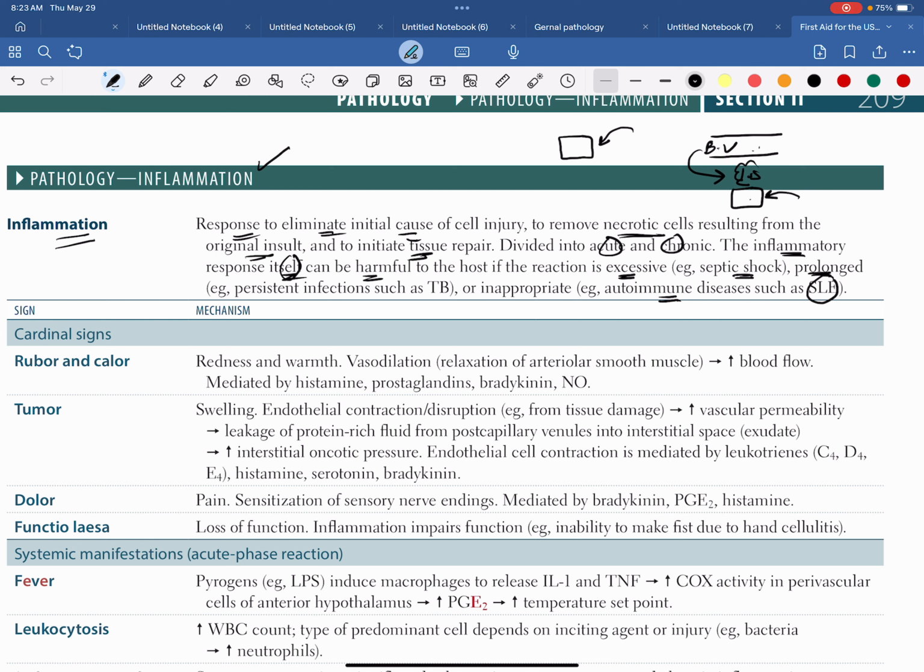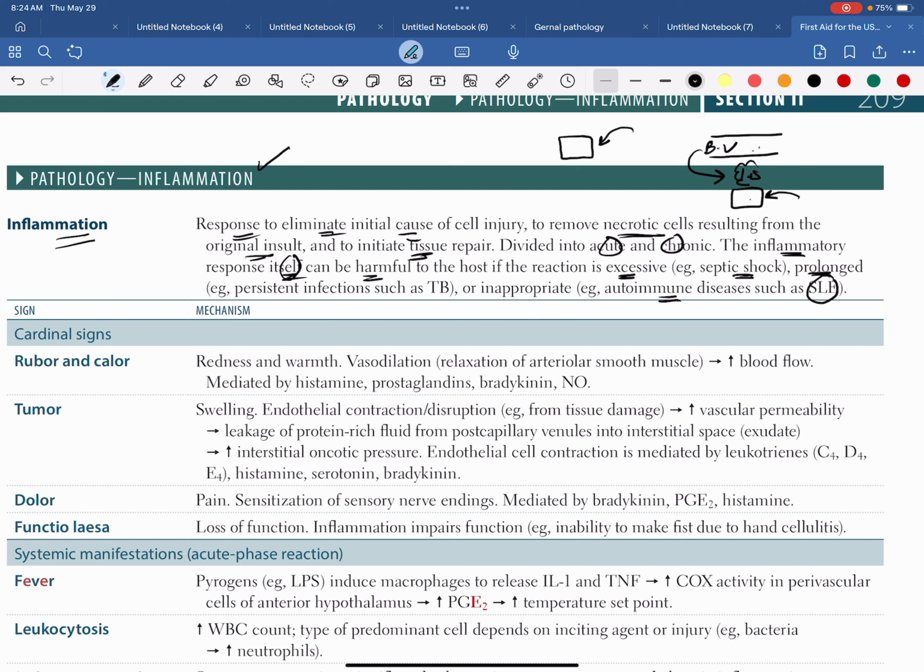Then after that we have to understand the different signs that are produced in inflammation, and in the exam you will get questions from these signs. They will ask you the mechanism. Let's take an example. Let's suppose a person comes to you, and this person has trauma or an injury to a specific area of the body, and in that area you see the color is red, and that area is very warm. They will ask you what is the mechanism of this redness and warmth of that part of the body.